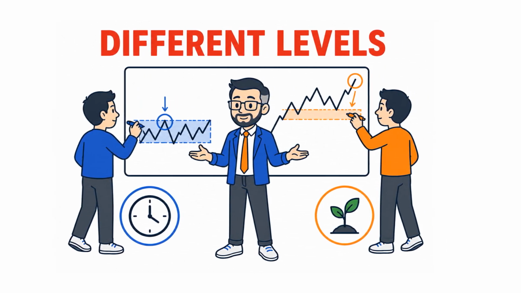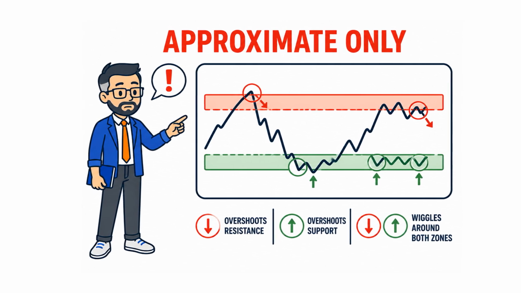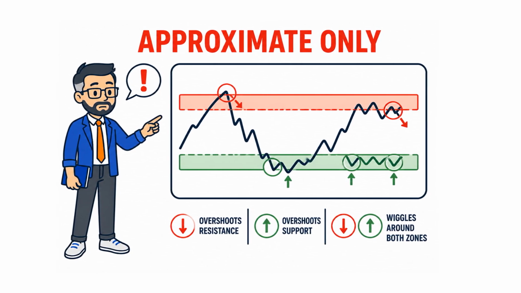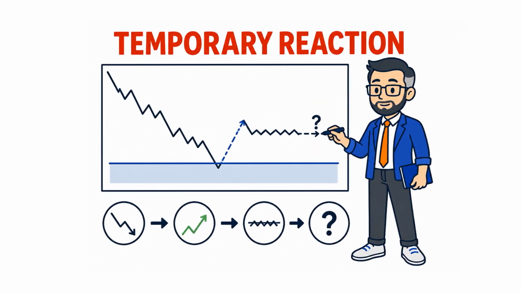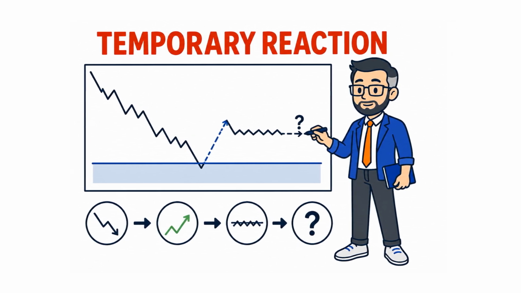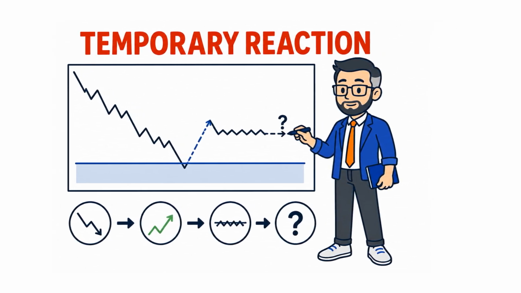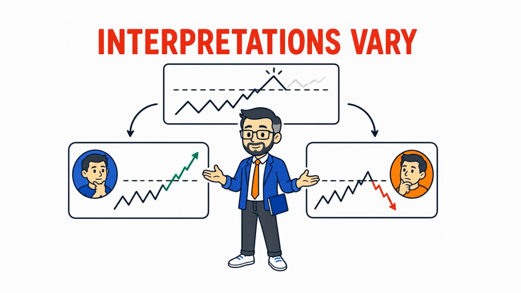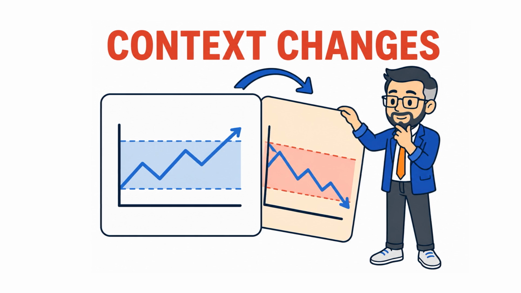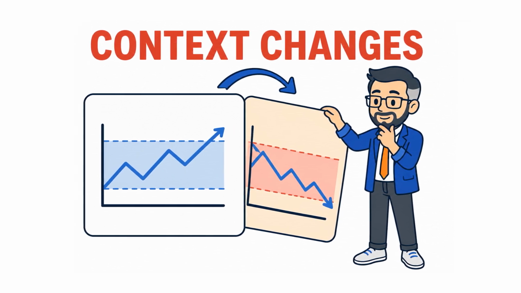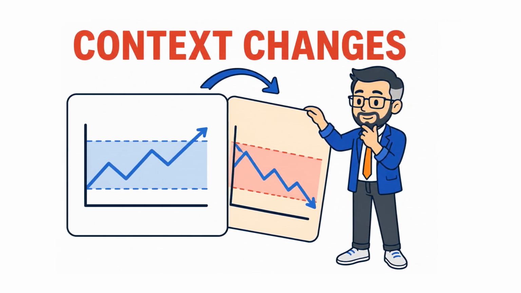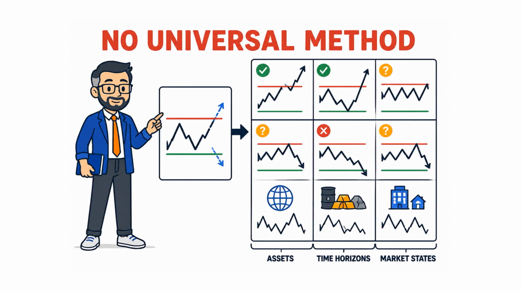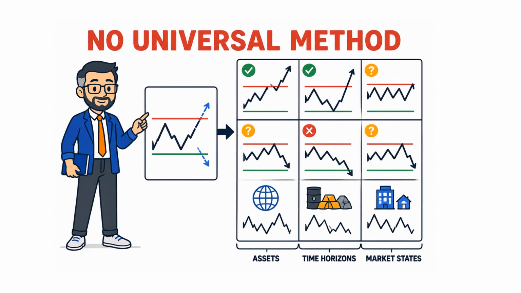There are also clear limitations. First, levels are approximate. Markets can overshoot support, reverse before touching resistance, or trade noisily around both. Second, reactions can be temporary. A bounce from support does not prove a lasting reversal. A break above resistance does not prove continued upside. Third, different traders can draw different zones from the same chart. There is judgment involved. Fourth, market behavior depends on context, and that context can change. No support or resistance method works universally across all assets, timeframes, or market conditions.